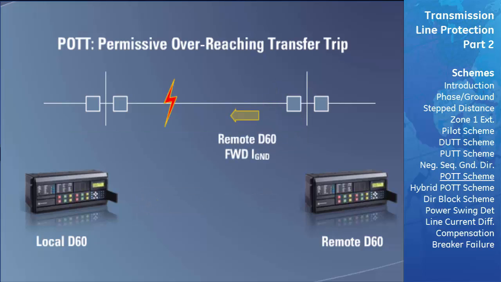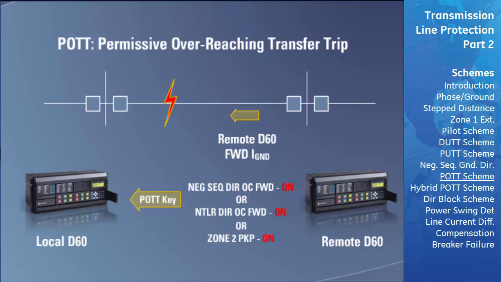The second condition under which the remote relay will send a permissive key is when it detects that ground current is flowing in its forward direction. Therefore, the remote relay's forward negative sequence directional overcurrent element, or its forward neutral directional overcurrent element's operation, will also cause the remote relay to send a POTT key to the local relay, in addition to the overreaching Zone 2 pickup flag.